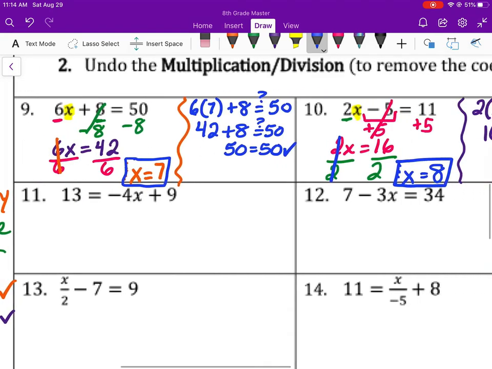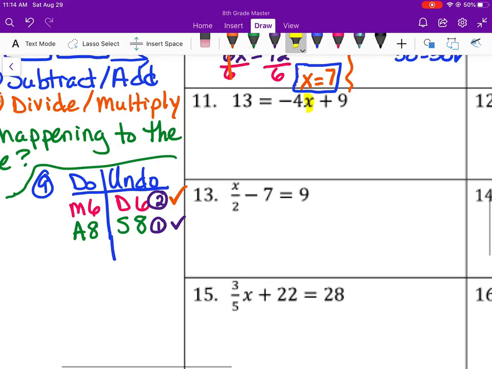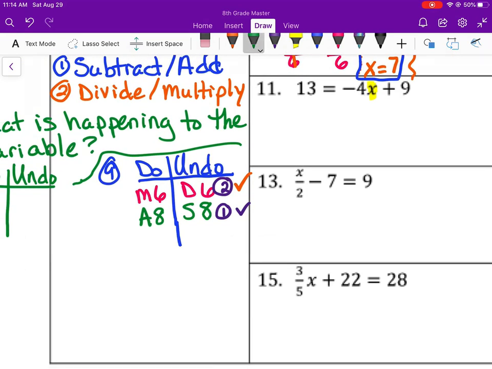Number 13. And I highlight the variable on these. If you don't want to highlight, that's fine. Just make sure that you're keeping track of what you're doing for your do and undo box. And my do and undo boxes are a little bit off because of room, but we'll be fine.